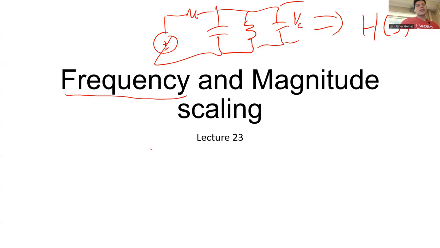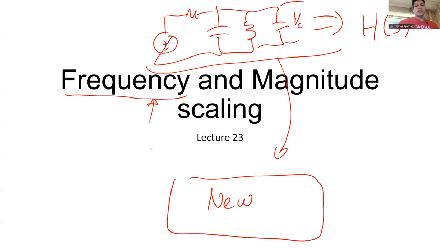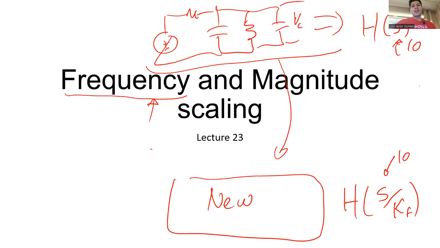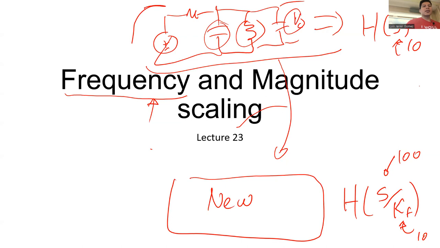You can actually frequency scale this circuit, which is just a recipe to take this circuit and replace it with a new circuit that now has a transfer function H over KF. So in this particular case, if you wanted whatever happened here at 10 to now happen at 100, so when I plug in S of 100, all I have to do is choose a KF of 10, and that would give me the circuit now frequency scaled. So effectively, frequency scaling is just a way to change components to maintain the shape of your frequency response, but shift the x-axis. That's it. And then I'll tell you in the next slide exactly what you have to do to this circuit to frequency and magnitude scale it. So that's what we call frequency scaling.